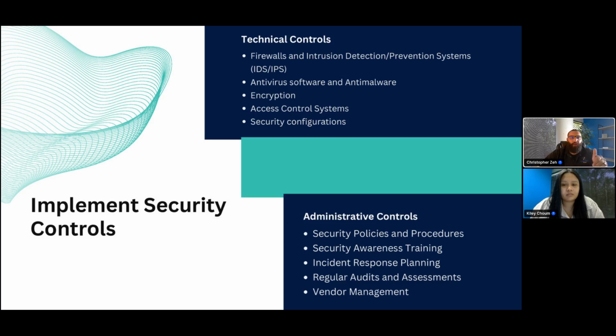So that would be your firewalls or your IDS or IPS, your antivirus. Everybody knows about antivirus nowadays. How you encrypt data, your access control systems. Your access control systems, if people don't know, restrict access to networks and data based on user roles and permissions. So like we talked about, only certain people are going to have access to certain amounts of data or your network.